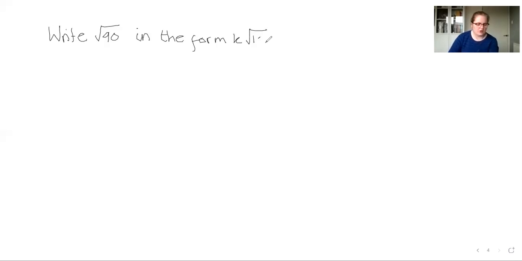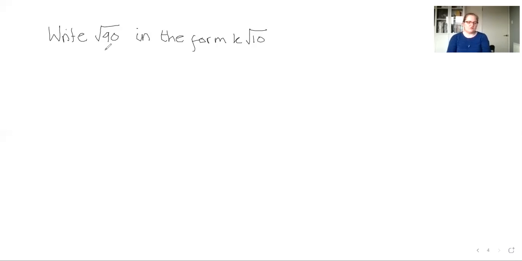This time what we're going to do is a little bit similar to the ones that we did at the beginning, but we'll have another look. We're going to write root 90 in the form k root 10.